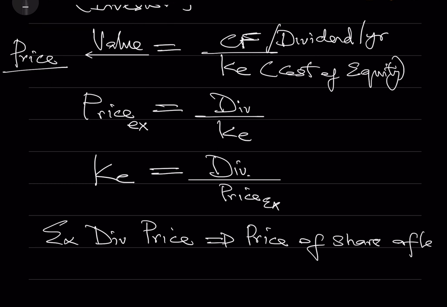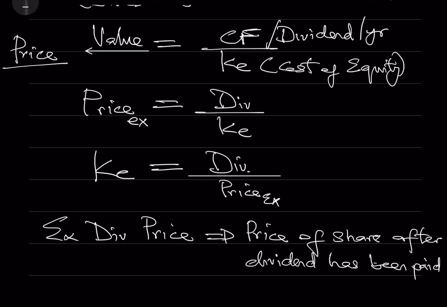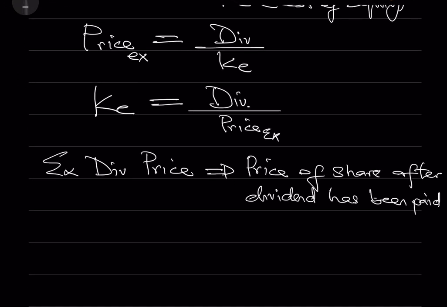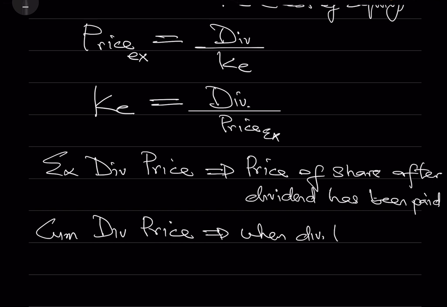after dividend has been paid. So the price you will use must always be the price of that share after the dividend has been paid because there is a cum dividend price as well. There can be cum dividend price, and this is the opposite. This is when dividend hasn't been paid. Please take note. But this is what we use for calculation.